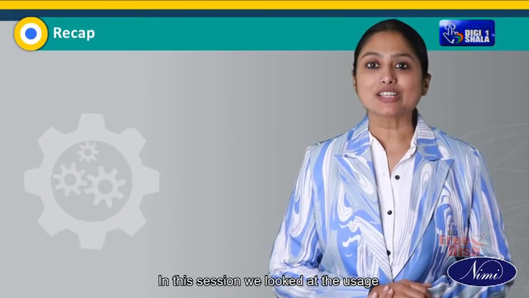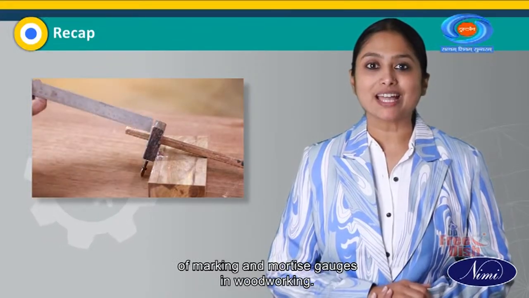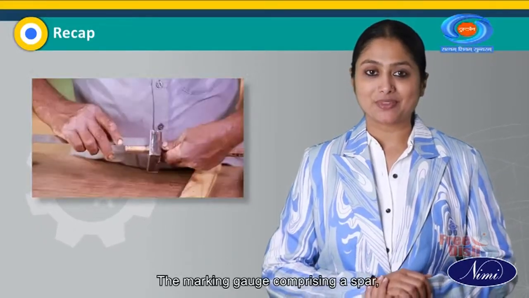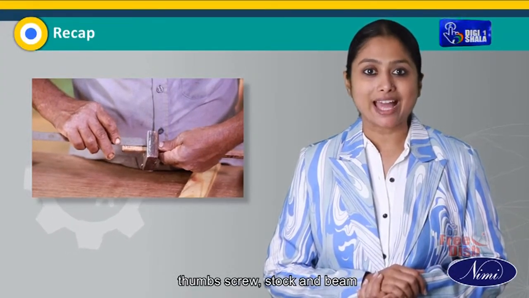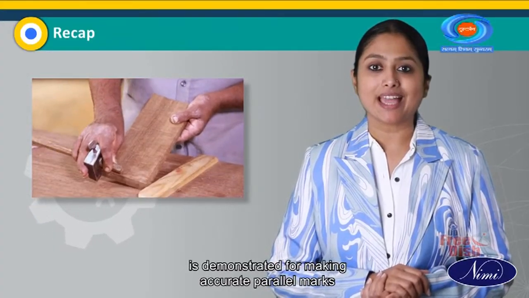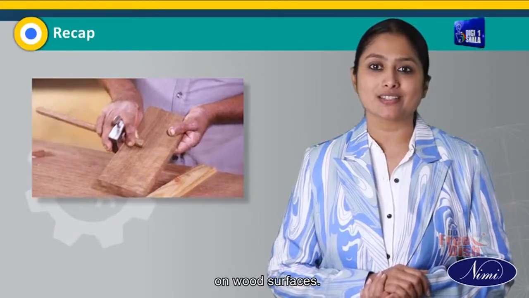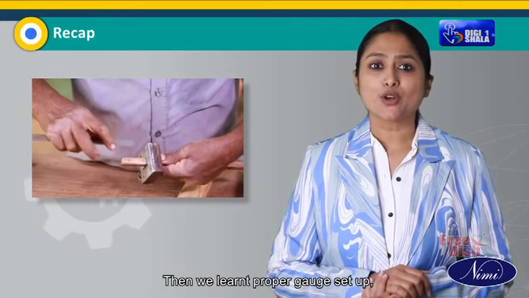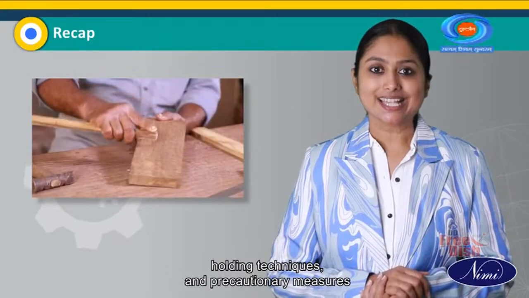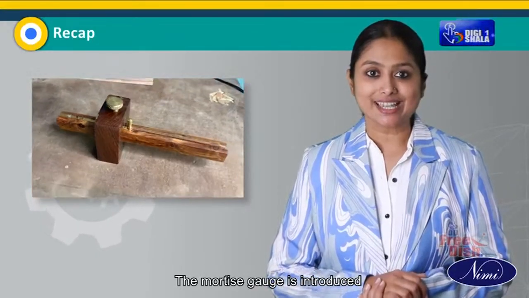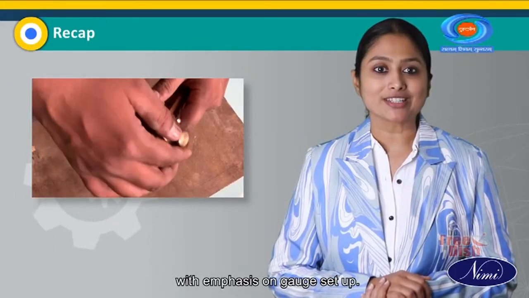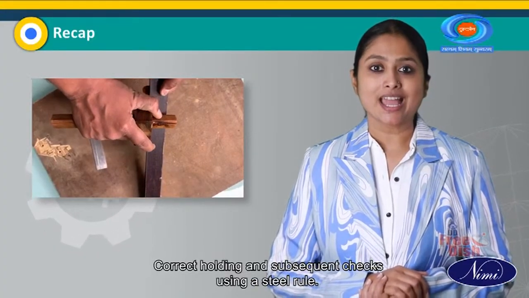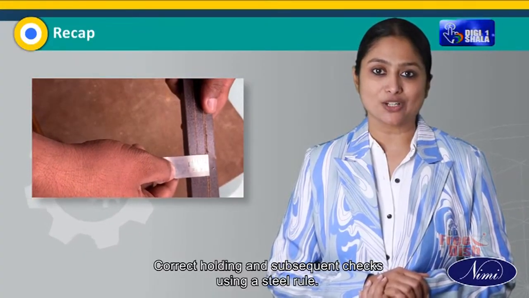Recap. In this session, we looked at the usage of marking and mortise gauges in woodworking. The marking gauge, comprising a spur, thumb screw, stock, and beam, is demonstrated for making accurate parallel marks on wood surfaces. Then we learned proper gauge setup, holding techniques, and precautionary measures to ensure accuracy. The mortise gauge is introduced for marking parallel lines on tenons, with emphasis on gauge setup, correct holding, and subsequent checks using the steel rule.